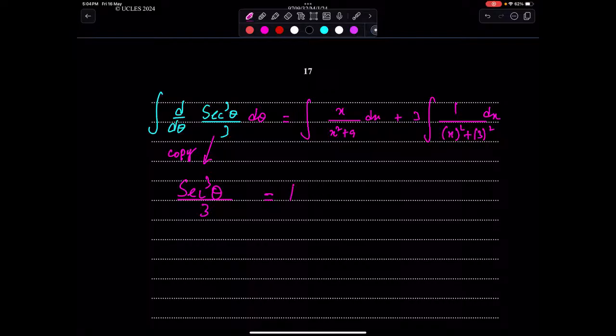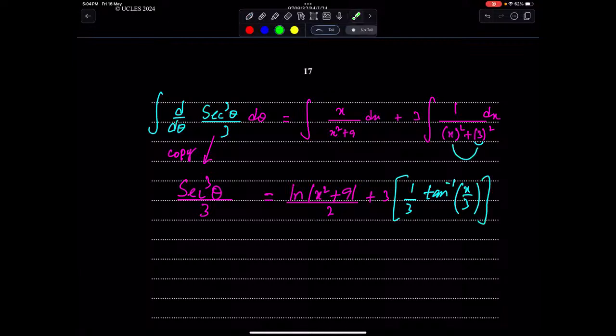This is the easiest way, because you will get the same thing. Now this is basic formula 2: ln of x square plus 9 over 2. The differential of x square is 2x. x is there, 2 was missing. Now this is the structure of tan inverse. So write the reciprocal of this constant here: tan inverse x upon 3.